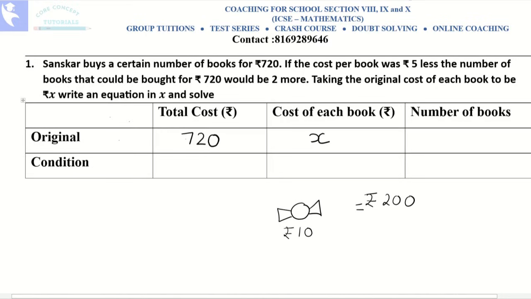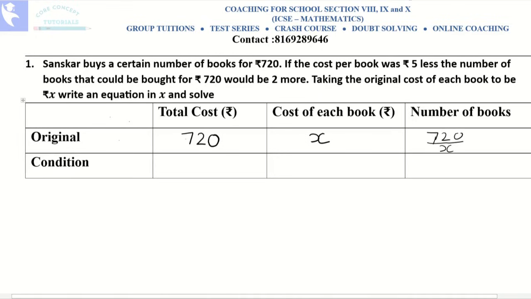So the total cost that I gave is 200 divided by 10. This will give me the number of toffees I will get. That is 20. So what did we learn from this simple example? The total cost upon cost of each will give you the number of articles. I will buy 20 toffees with this condition. So here we will use the same thing for the number of books. It will be total cost upon cost of each. I hope this is clear.